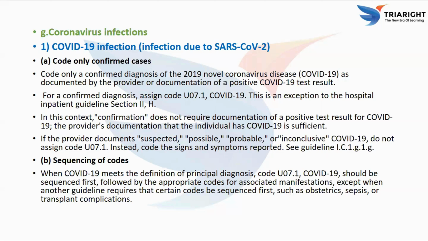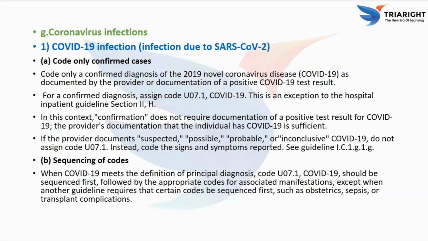So what cases should you not code U07.1? When the documentation uses uncertain terms like suspected COVID-19, possible COVID-19, probable COVID-19 or inconclusive COVID-19, you must not assign U07.1. Instead you have to code the symptoms, for example, if a patient has fever, cough or shortness of breath, or use the exposure code if applicable.